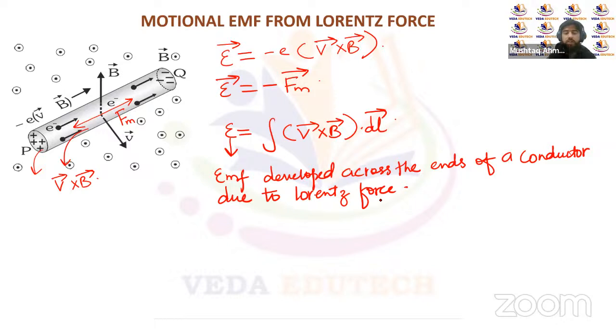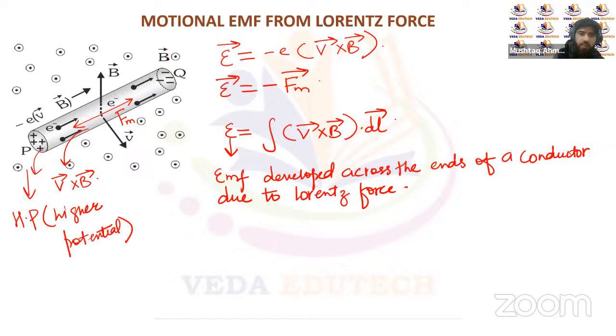Now the question is what will be the direction, which end of this rod will be at high potential and which end will be at the low potential. You can see that V cross B is directed along this direction, right? And this end of this rod will be at higher potential. That's HP, higher potential, right? And this end will be at lower potential.